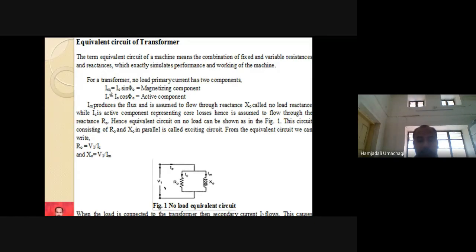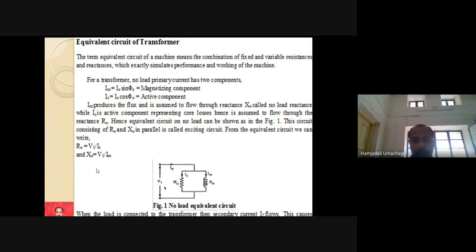Then you write what is this IM, what is this IC, and draw this magnetizing branch. From that you write the expression for R naught. From this diagram you write the expression for X naught. Then your first basic work is over. Is it clear to all of you? Shall I move to the next slide?